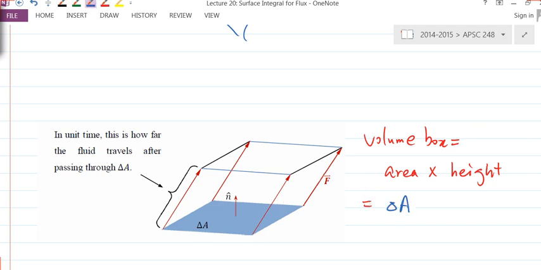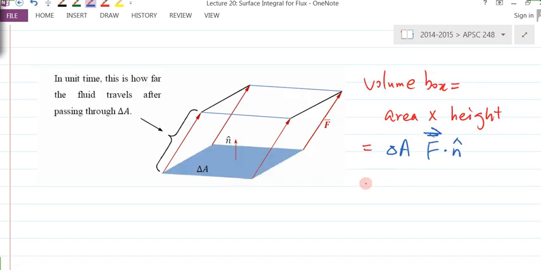What is the area of the base? Delta A. Now what's the height then? Exactly, F dot n hat. So F dot n hat times delta A. That's the volume of the parallelepiped, and that's the blob of fluid passing through that small cross section delta A in unit time. But what we are looking for is the total quantity passing through the whole surface S.